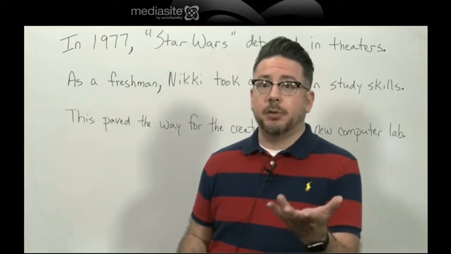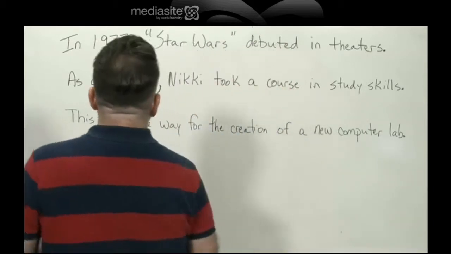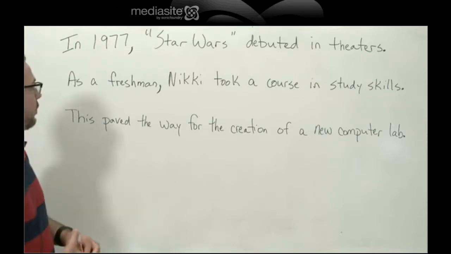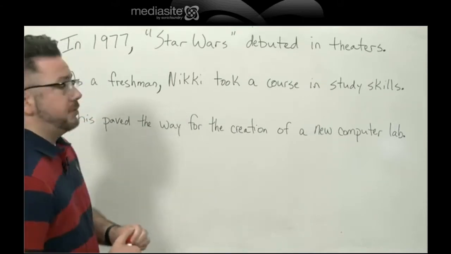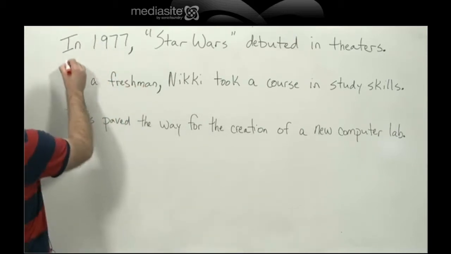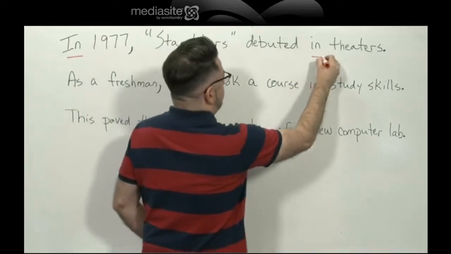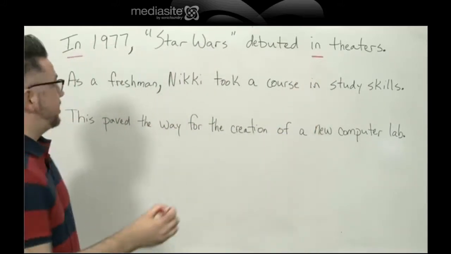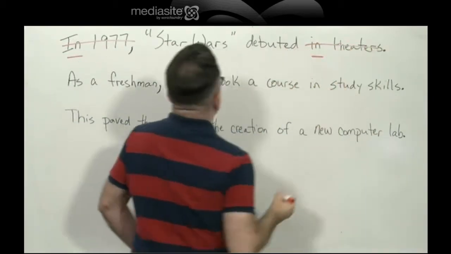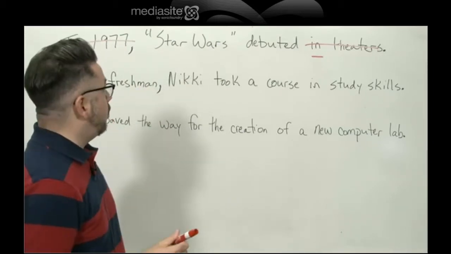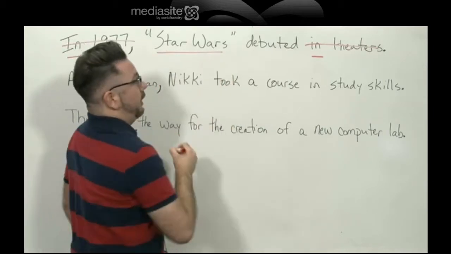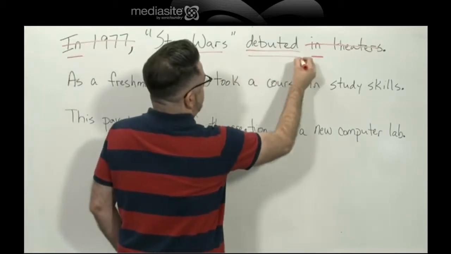So let's take a look at 3 examples I have here on the board. First, in 1977, Star Wars debuted in theaters. So I see 2 prepositions. Actually, it's the same preposition twice. In here and in, which means I have 2 prepositional phrases. In 1977 and in theaters. Well, that just leaves me with Star Wars debuted. So I know that my subject is Star Wars and my verb is debuted.